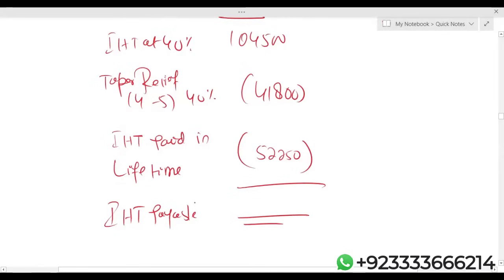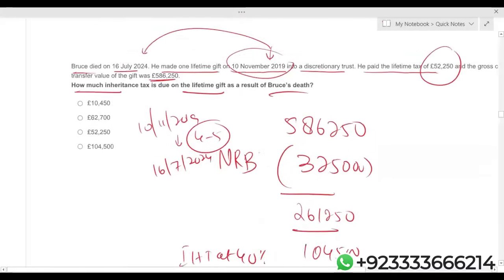Here comes the IHT payable on death. 1,04,500 minus the taper relief minus the tax which was paid during lifetime. Students, I'm getting 10,450. It is still the amount of IHT which is going to be paid. It is actually 10,450. Let's see. Great.